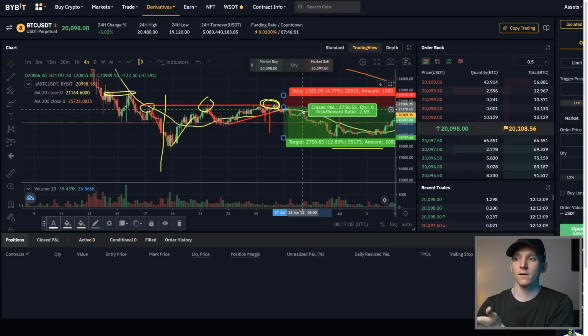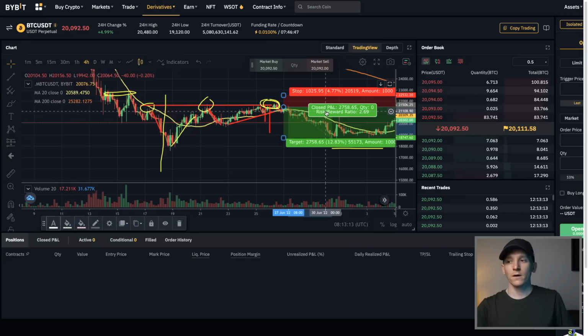Now, as you can see here, this risk reward ratio is 2.69. That's a fantastic ratio right there. So that trade would pass in terms of potentially getting put on.